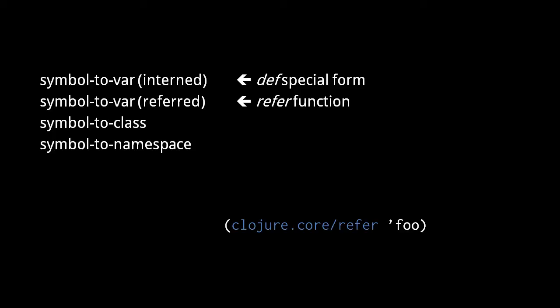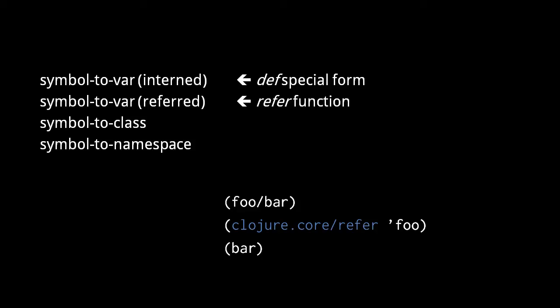By using refer, we can conveniently use vars from other namespaces without having to fully qualify their names. Here, before referring the foo namespace, we have to qualify bar of the foo namespace, but then afterwards, we do not have to qualify bar. It is common practice to refer clojure.core into the current namespace so that we don't have to write clojure.core every time we want to use one of its functions or macros.